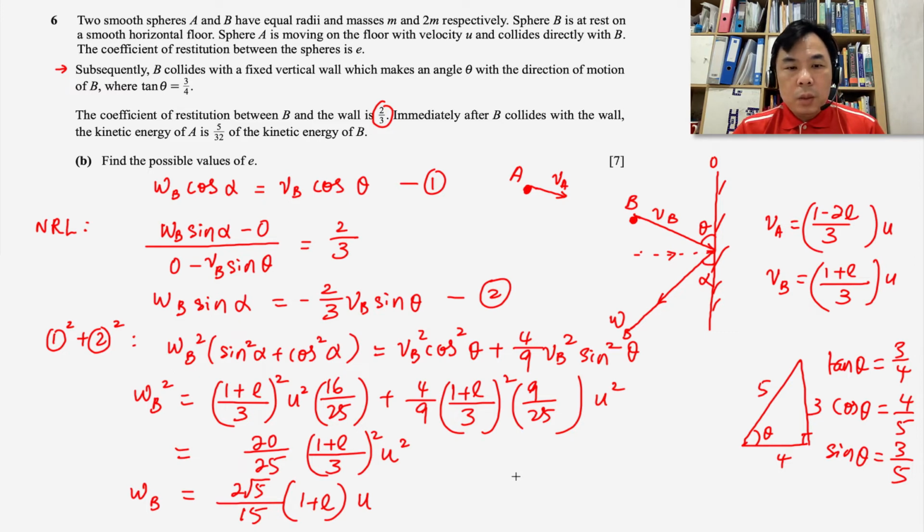Right, now I'm going to pause here for a while. I hope that is clear. At this point, we have successfully obtained the speed of B after colliding with the wall. Now we're going to analyze its kinetic energy, and by doing so, we should be able to work out all the possible values for e. I'm going to pause here for a while. We're going to proceed shortly.